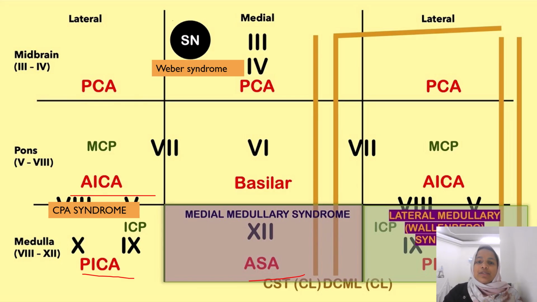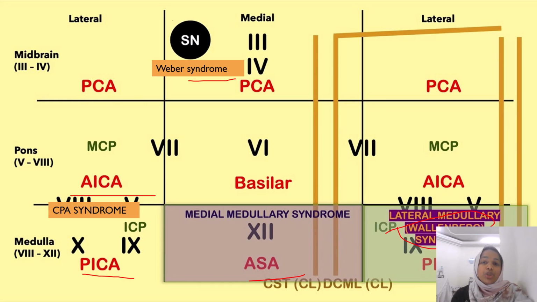So there are named syndromes. One we have discussed, Weber syndrome. Then we have lateral medullary syndrome or Wallenberg syndrome. That is the most commonly asked question. So how will the presentation be? There will be spinothalamic tract involvement. So the patient is coming with pain and temperature lost from the right side of the body. The right side pain and temperature is lost.